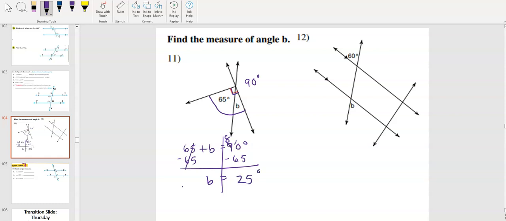Now over here, we have to start figuring out what this is. So my parallel lines are here, and this is my transversal. Angle B and angle 60 are alternate exterior angles. So that means that they are congruent. So B is 60 degrees.